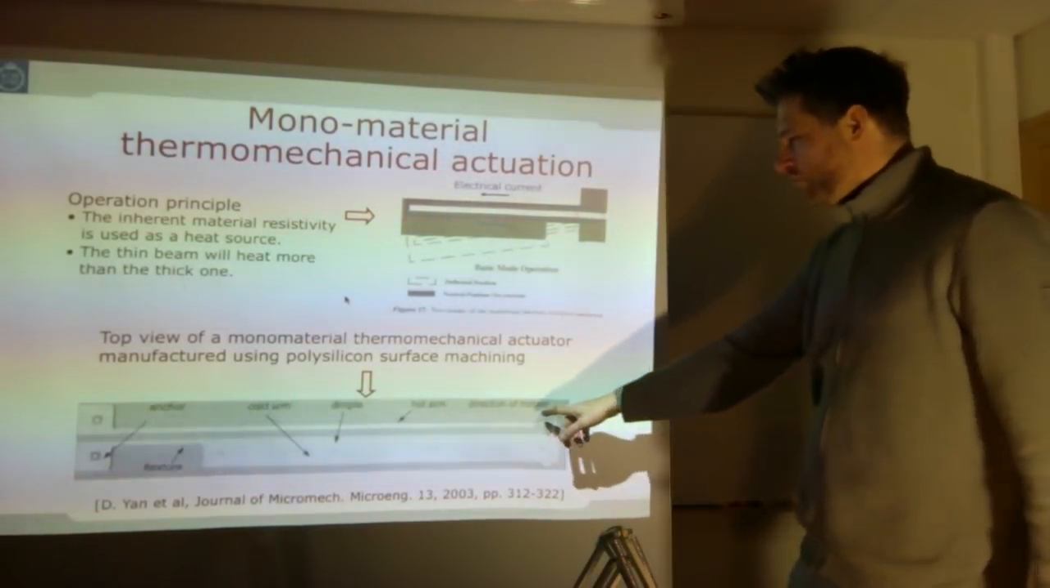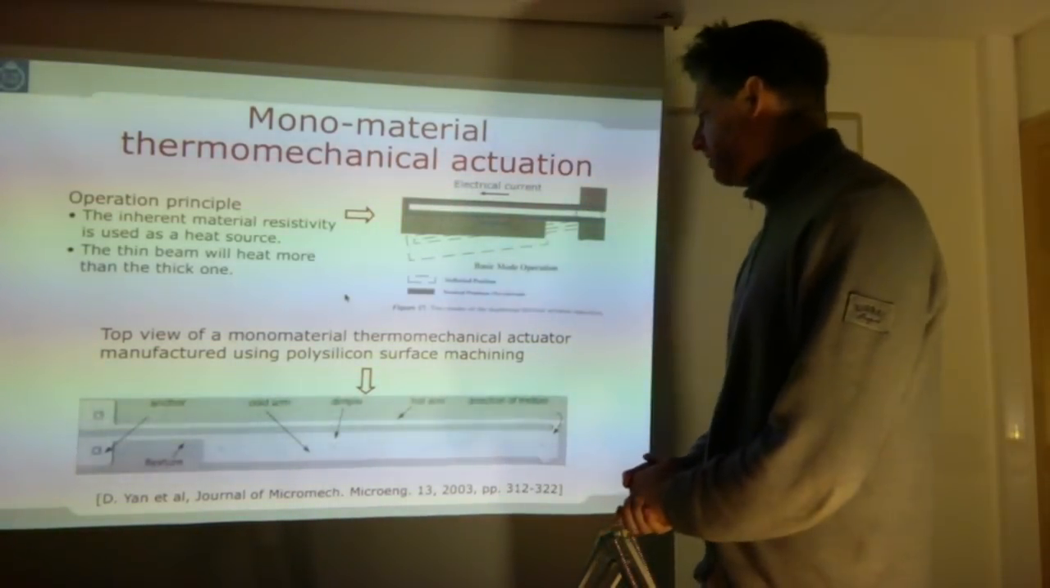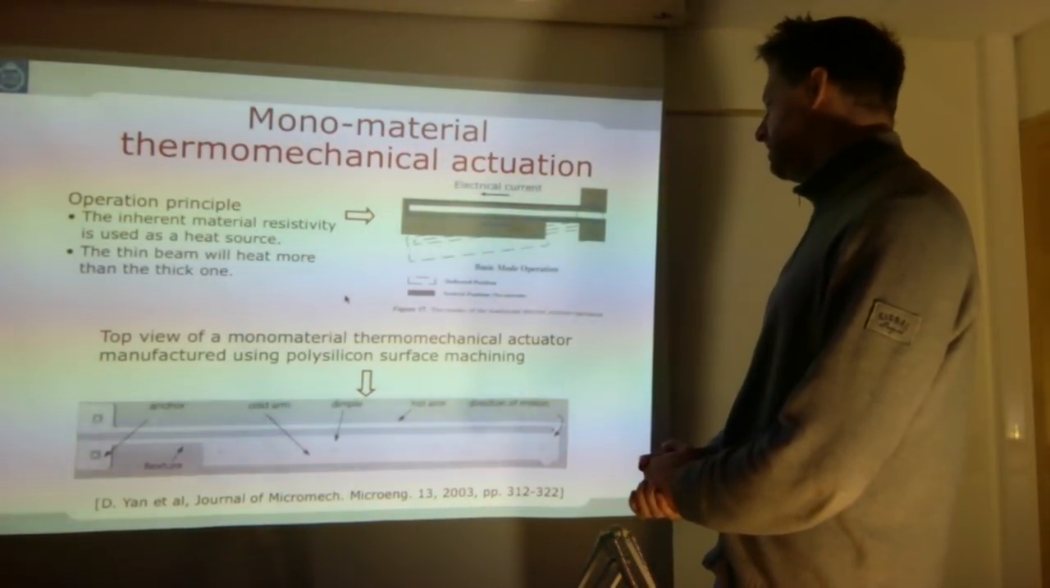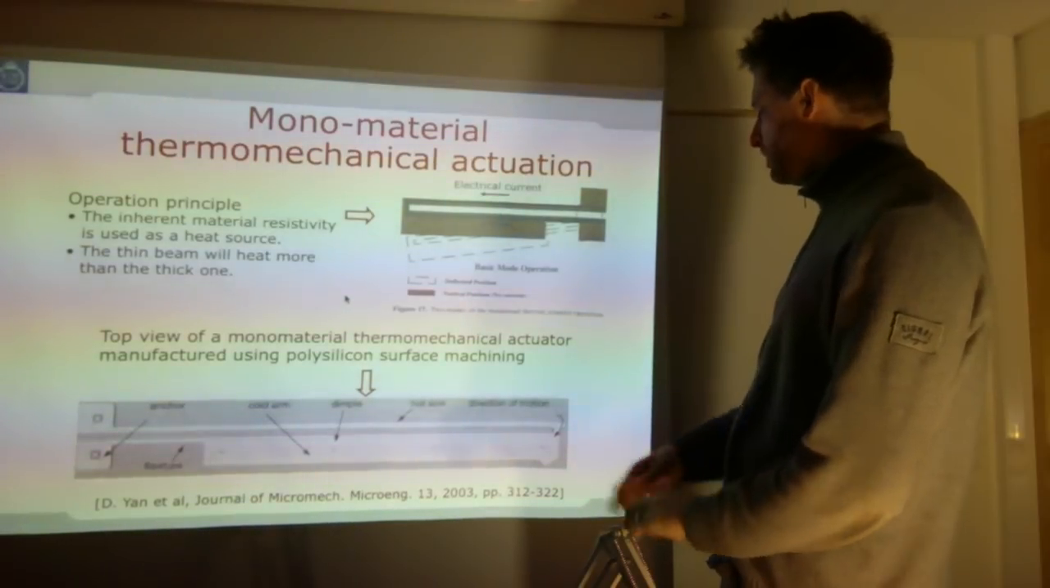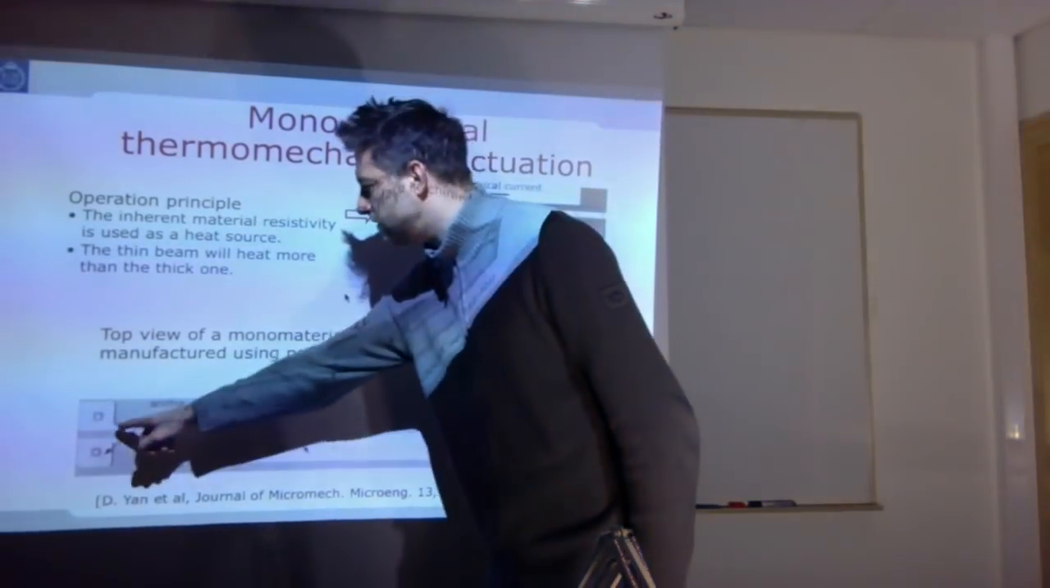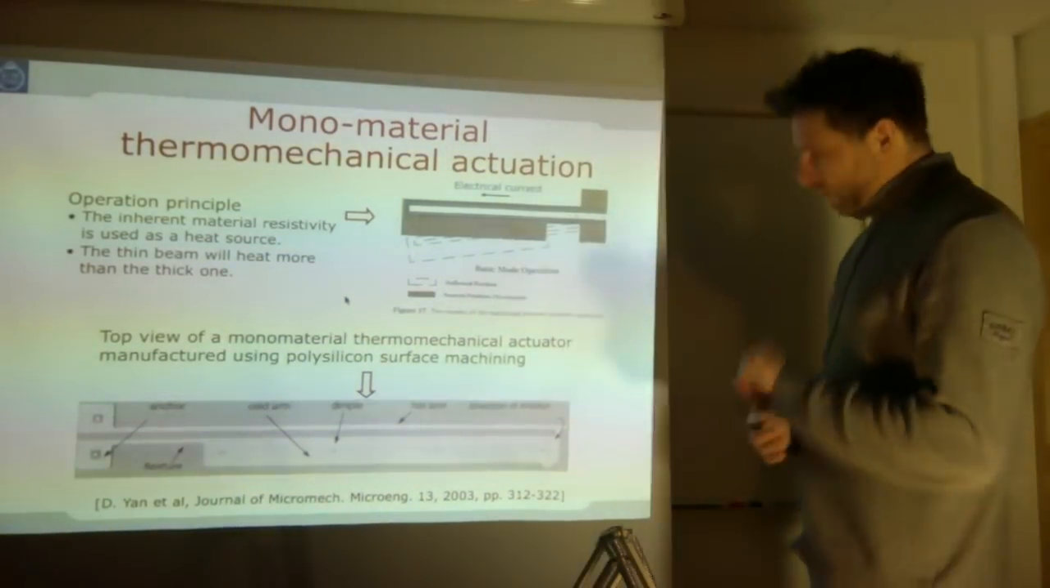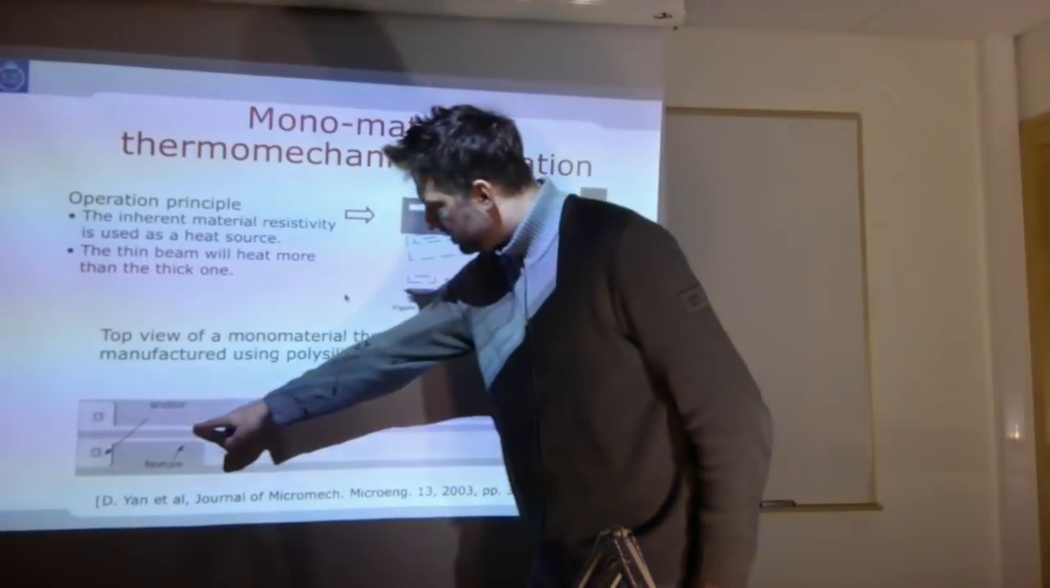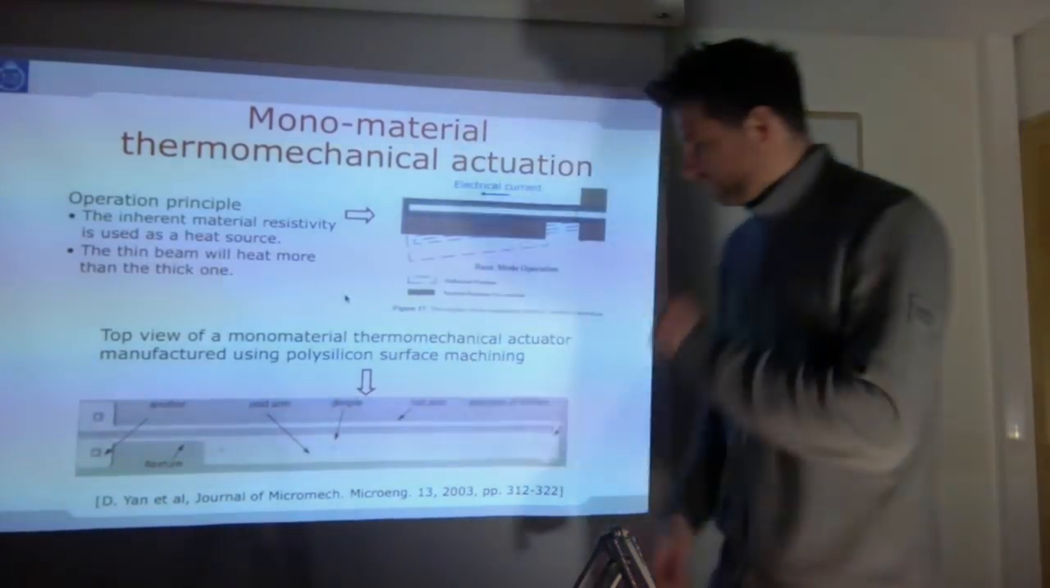Here you can see a top picture of such a structure. It is fabricated in silicon surface micromachining. So this is a polysilicon structure on top of a silicon substrate, where you can see the hot thin arm and the cold thin arm.